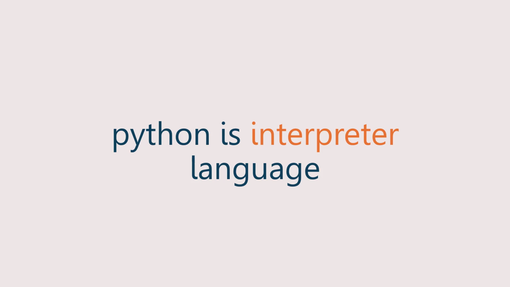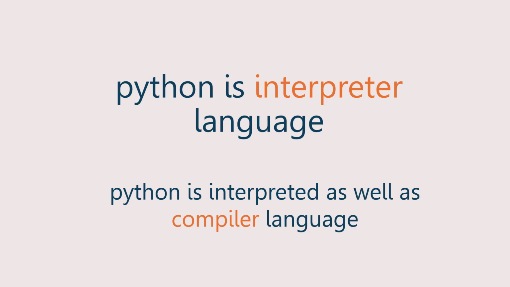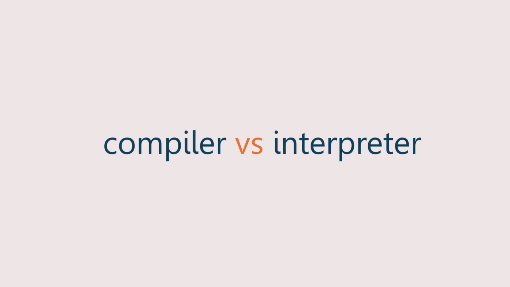In this lesson, we're going to discuss the interpreter and compiler. And also I'm going to answer a question: why is Python called an interpreter language? It is also said that Python is an interpreter as well as a compiler language. Now let's see what the difference is between interpreter and compiler.